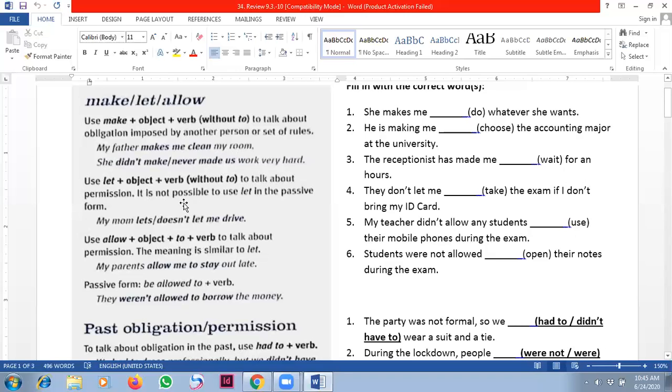All right. Let is also used to talk about permission. It is not possible to use let in the passive form. For example, my mom lets or doesn't let me drive. This is permission, so you can do this or not. You use let. But make is you have to do that. There is no other choice, but you have to do it.